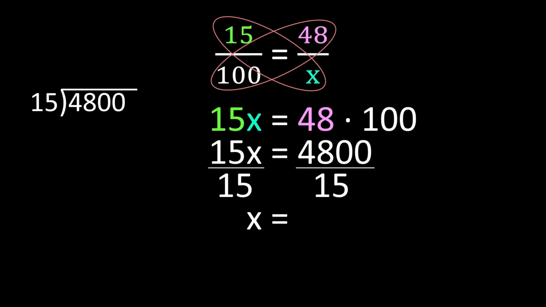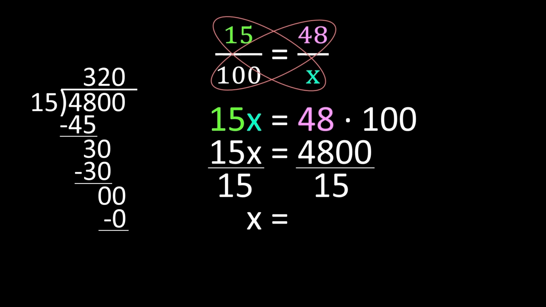So we have 4800 divided by 15, and we'll start with 48 divided by 15. 48 divided by 15 is 3. 3 times 15 is 45. When I subtract, I get 3. We'll bring a 0 down. Now I have 30 divided by 15. 30 divided by 15 is 2. 2 times 15 is 30. When I subtract, I get 0. But there's still one more 0 in my dividend that I need to bring down. So I do need to do 0 divided by 15, which is 0. 0 times 15 is 0. And so x is equal to 320.